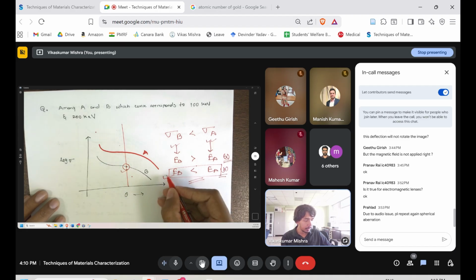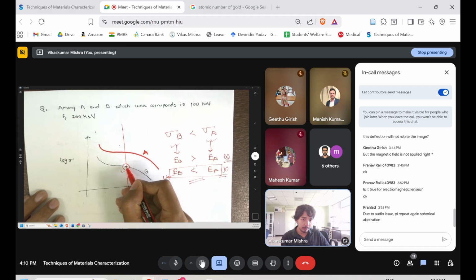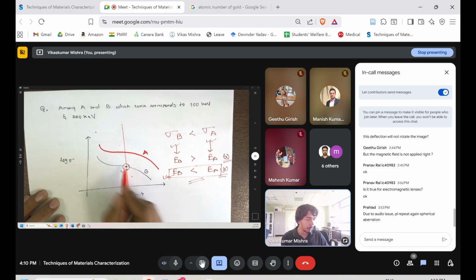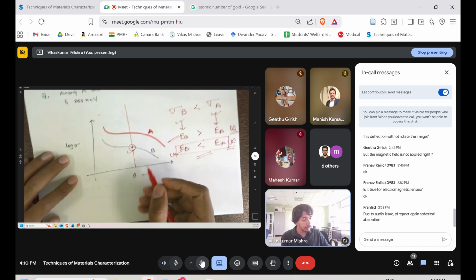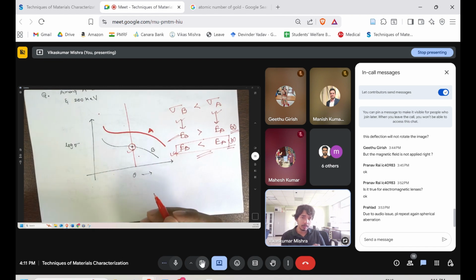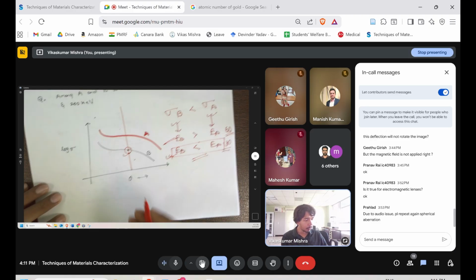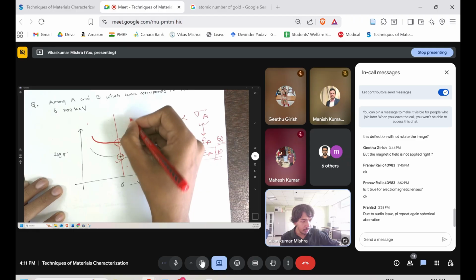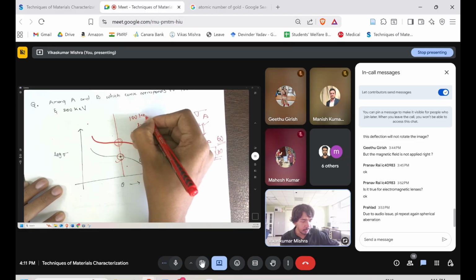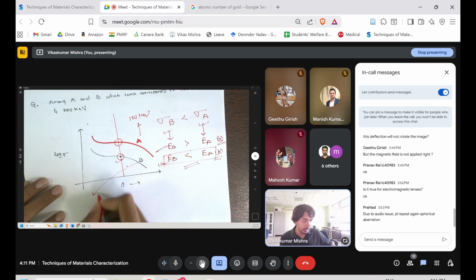Oh, sorry, I made a mistake. B is scattering less, right? B scattering less means the energy of B will be more. So option A is right. Pardon. The more the scattering, the less will be the energy of the incoming electron. More energy, difficult to scatter. So option A, since it is scattering more, will correspond to the 100 keV. The B one will correspond to the 200 keV.